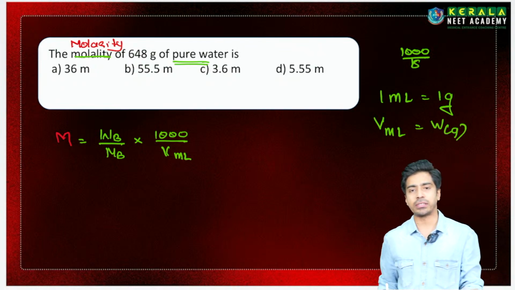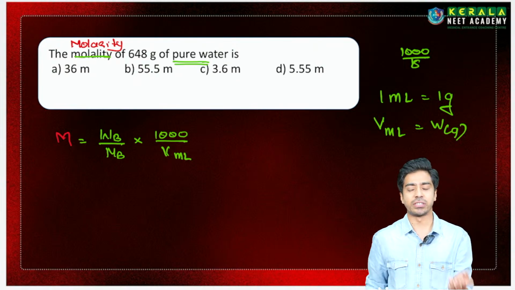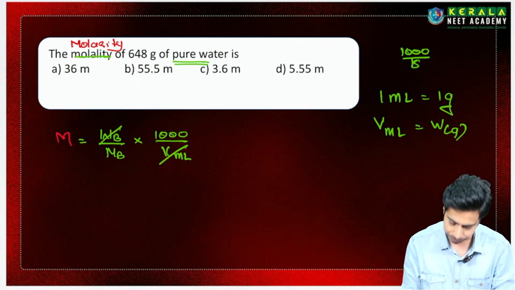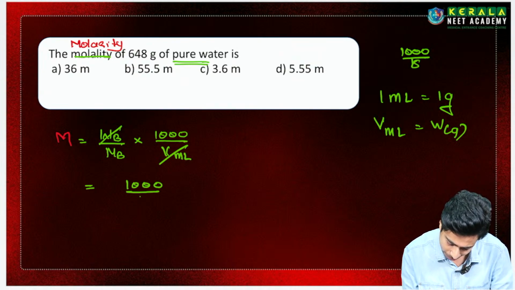500 ml means 500 gram, 600 ml is 600 gram, 648 gram means 648 ml. So this will be cancelled. So that is equal to 1000 divided by MB.